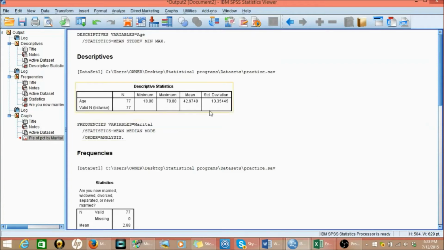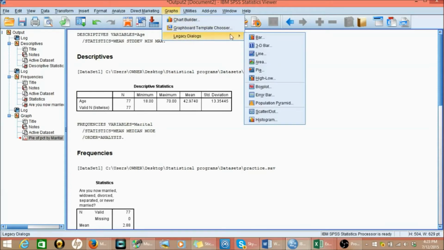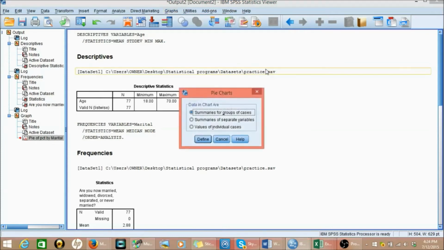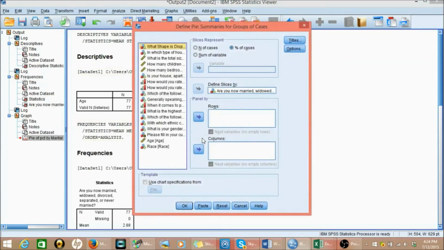I did. It's right here. We already did this. Let's put a graph to this though. Let's go up to graphs, legacy dialog, and I'm going to show you what happens if you pick a slightly ugly graph. And this is why you have to play around with it a little bit.